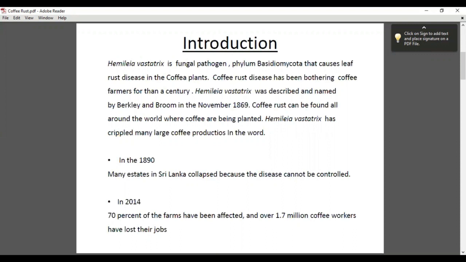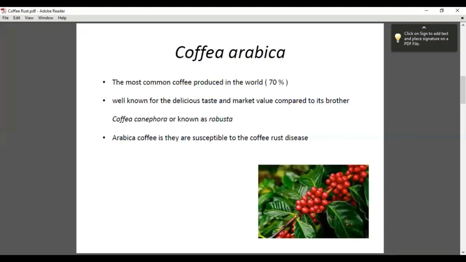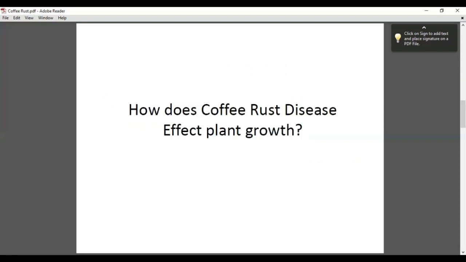In 2014, 70% of farms were affected and over 1.7 million coffee workers lost their jobs. The main target of Hemileia vastatrix is Coffea arabica, which is a very famous coffee variety in the world. It makes up 70% of the world coffee production and is well known for its delicious taste and high market value. How does coffee rust disease affect plant growth?